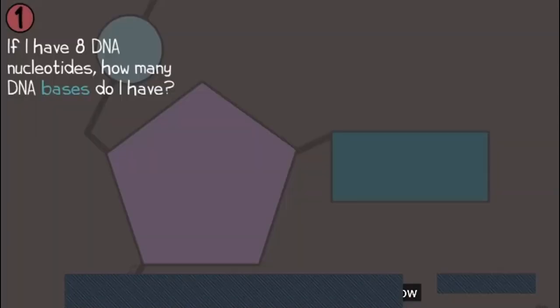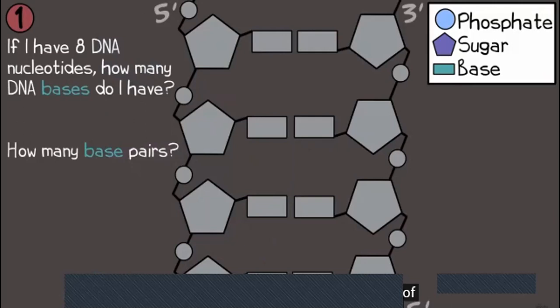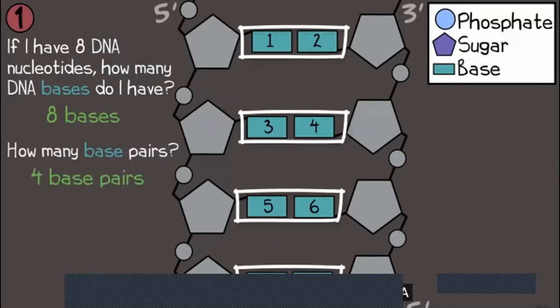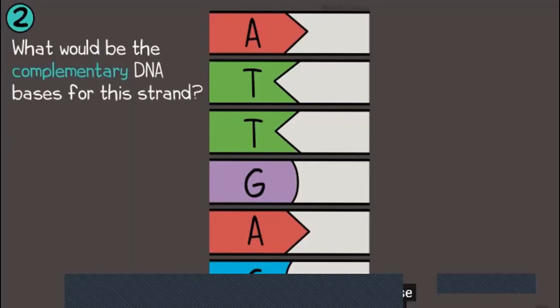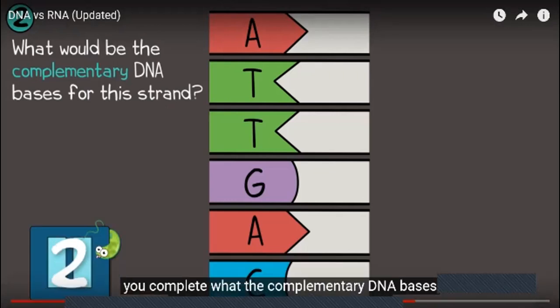Question 1. If I have 8 DNA nucleotides, how many DNA bases do I have? And also, how many base pairs? The answer: each nucleotide, regardless of whether it's a DNA or RNA nucleotide, has a phosphate, sugar, and a base. So 8 DNA nucleotides would have 8 bases. DNA bases pair like this, and that's 4 DNA base pairs. Question 2. If one strand of DNA has these bases shown here, ATTGAC. Can you complete what the complementary DNA bases would be for the other DNA strand?